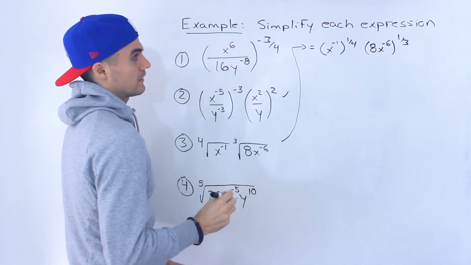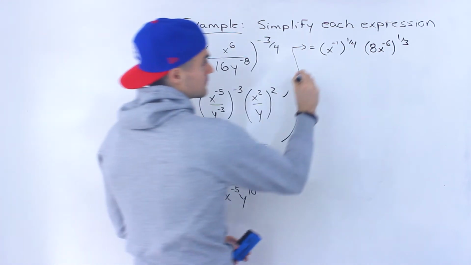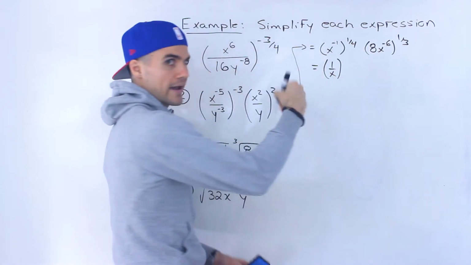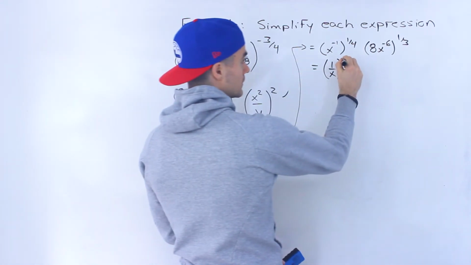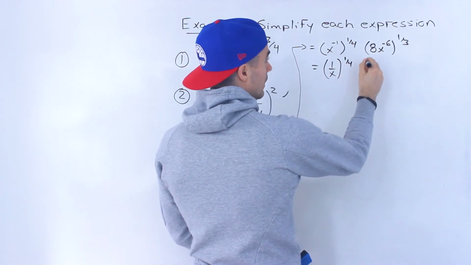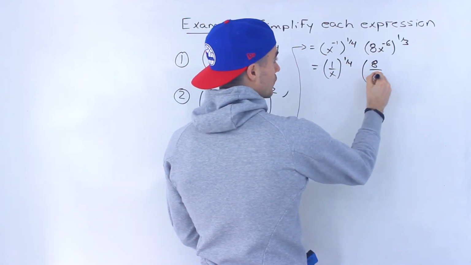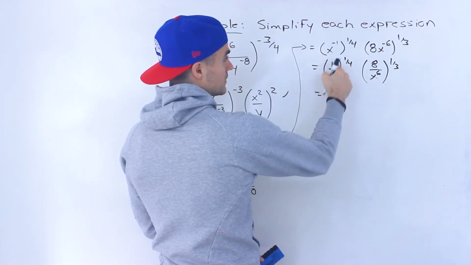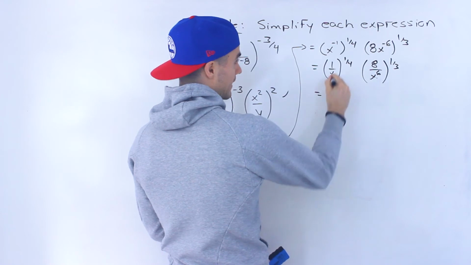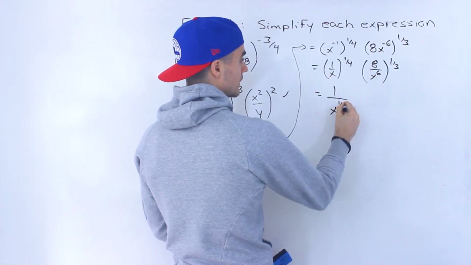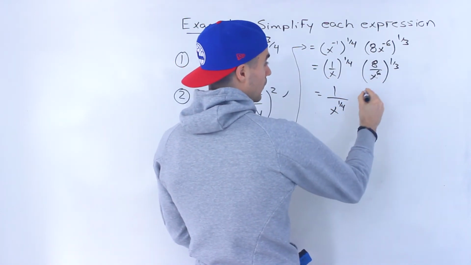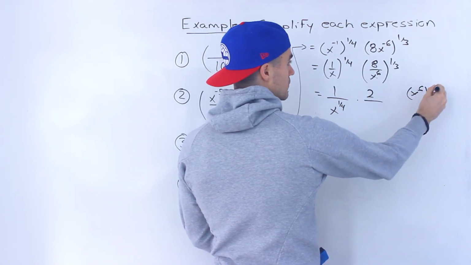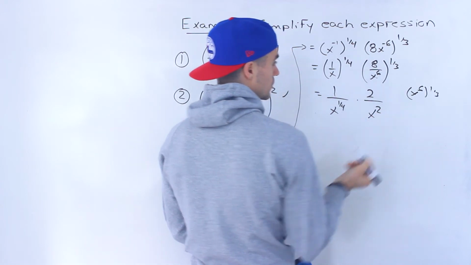And then from here, I'm going to change x to the negative 1 as 1 over x. It's like 1 over x to the positive 1, and then you don't have to write the exponent. Then I got 1 over 4 here. And then this I'm going to change to 8 over x to the 6 to the power of 1 over 3. So then 1 to the power 1 over 4, that's just 1. X to the power 1 over 4, we would just write like that. 8 to the power 1 over 3 gives us 2. And then x to the 6 to the power of 1 over 3, that would just be x squared, like that.